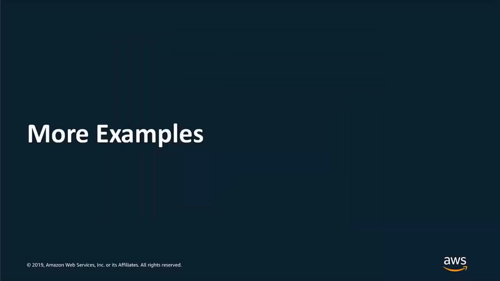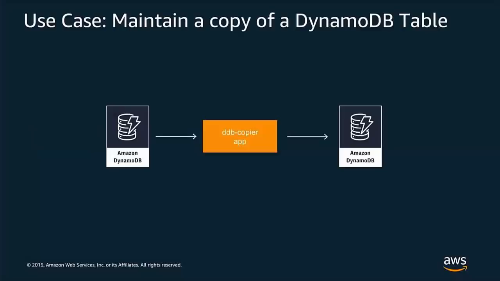So hopefully this gives you an idea of the power of nested applications, but let's take a look at some more examples just to continue seeing how we can reduce duplication throughout our serverless architecture. Here's a very simple example of wanting to maintain a real-time copy of a DynamoDB table. So you can have an app that creates a Lambda function that connects to the DynamoDB stream of one DynamoDB table and then replicates that data to another DynamoDB table. This can be used to maintain a local copy.